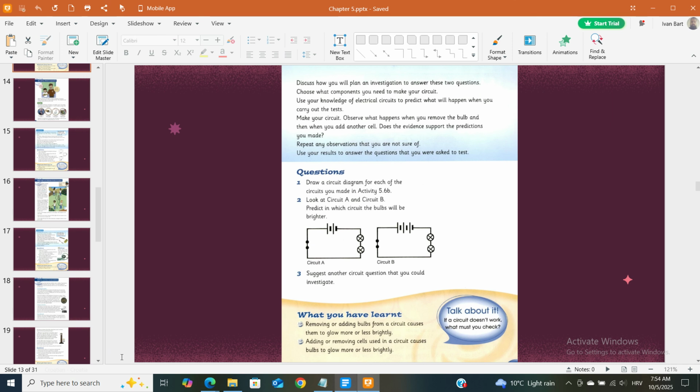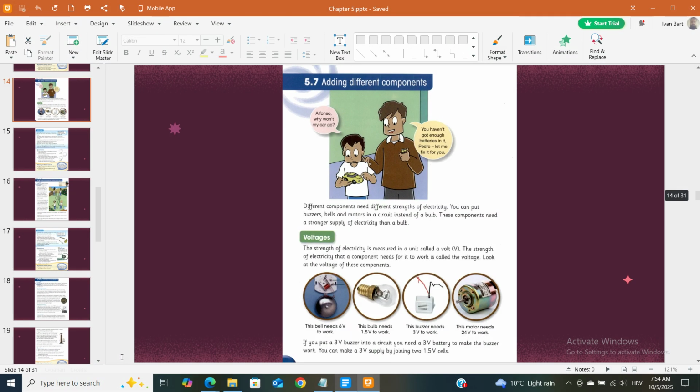5.7 Adding different components. Alfonso, why won't my car go? You haven't got enough batteries in it, Pedro. Let me fix it for you.